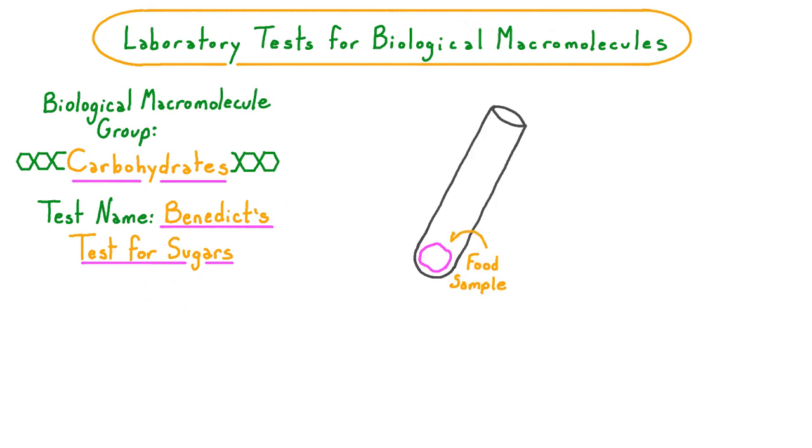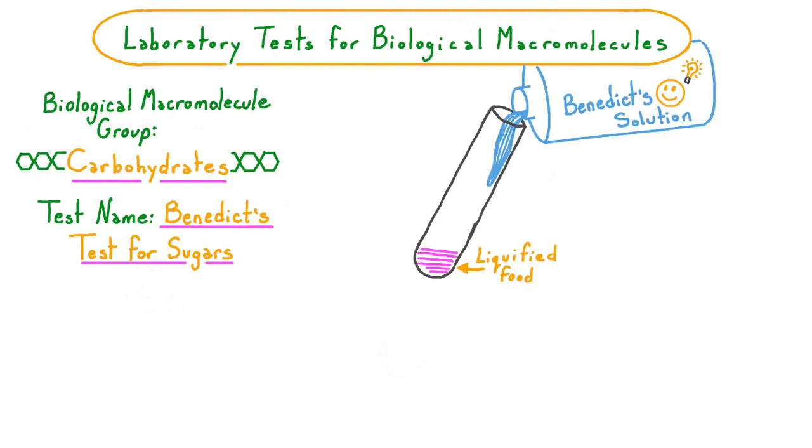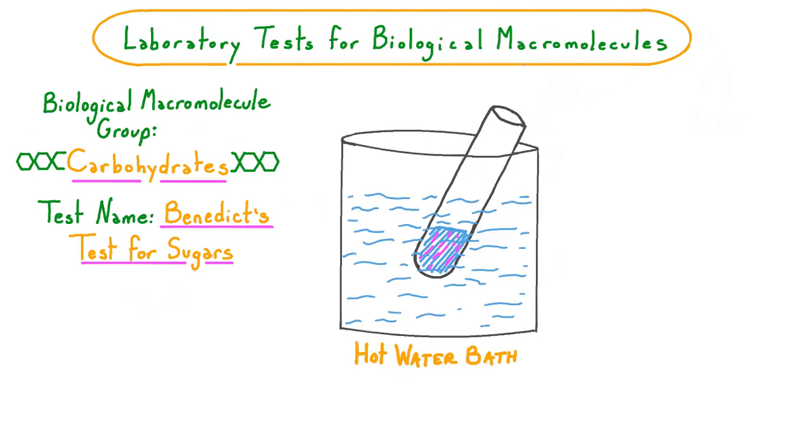First, we put a small sample of the food to be tested into a test tube. If the food is a solid, mix it with a little water, and then add about the same amount of blue-colored Benedict solution. Then place the tube in a water bath that's a little below boiling, and let it heat for a few minutes to see if the color changes. If the color doesn't change, that means it's a negative result. In other words, no sugar.